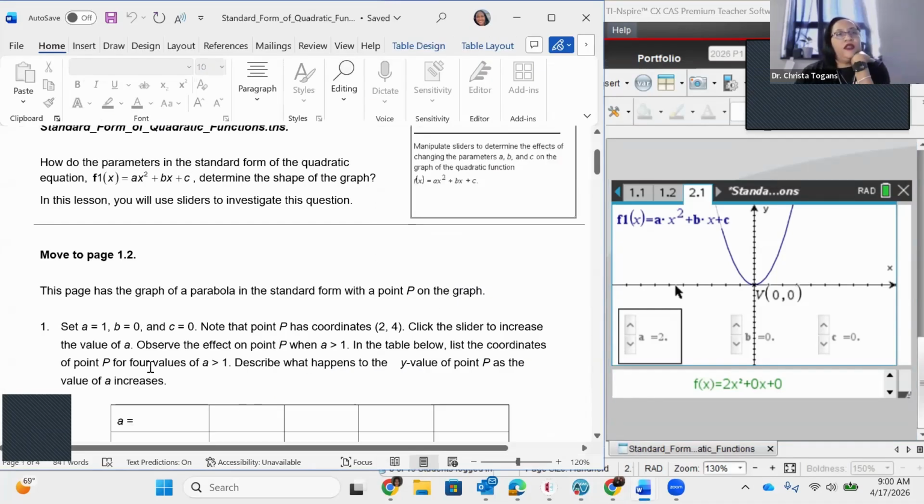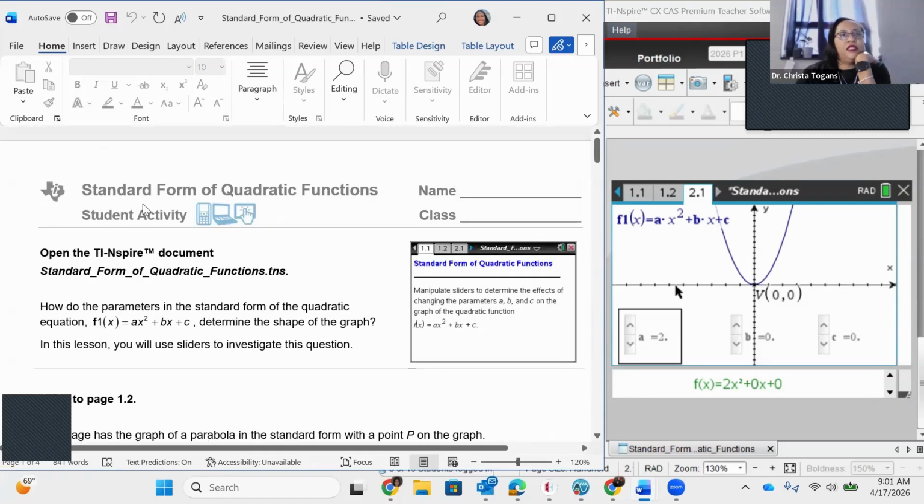So in this activity, we are changing the parameters a, b, and c, and this is the standard form of a quadratic function. This is what a quadratic function looks like in standard form. Do you know any other forms of quadratic functions? Have you ever heard of them? Any others? There's three.